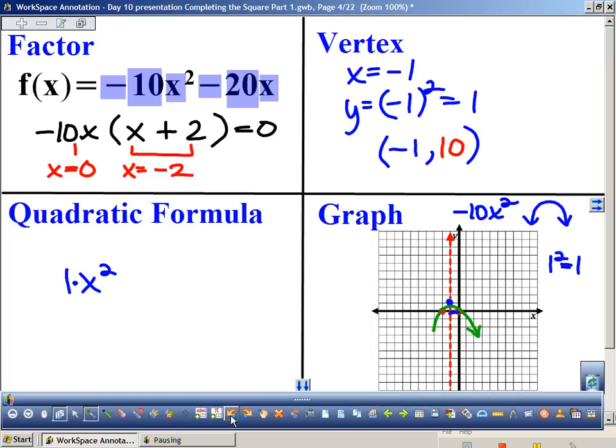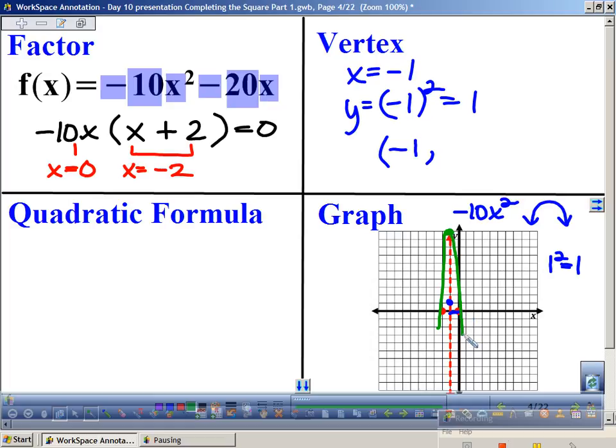So, let me erase this. Oh, it's right here. Okay. I want to erase the green one. So instead of it being at negative 1, 1, it's going to be at negative 1, 1 times 10, which is up here. So that's going to be my graph right there. We always want to make sense of it.